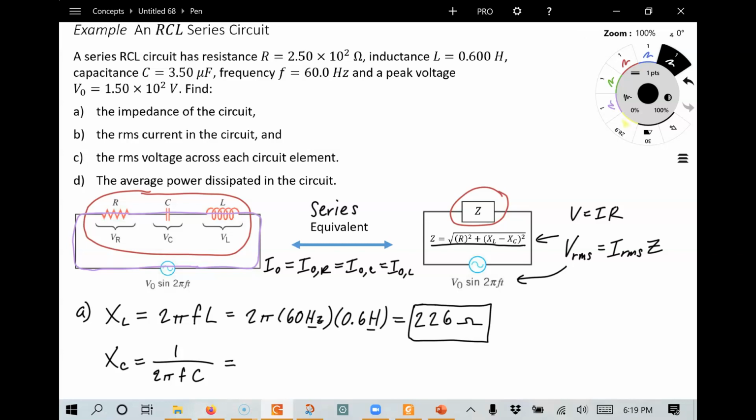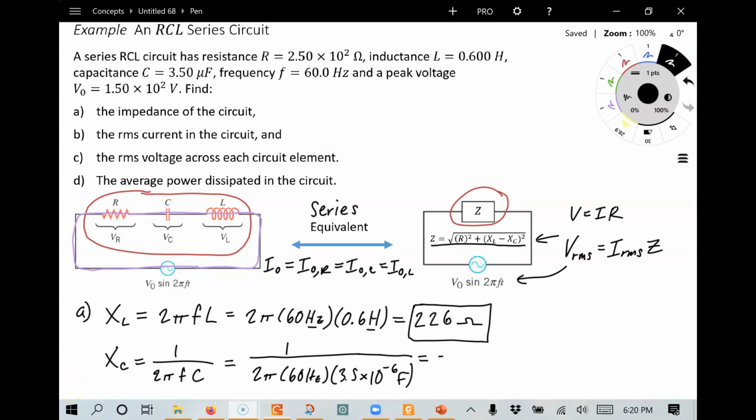So to calculate this, 2 pi times 60 hertz multiplied by the capacitance here, which is equal to 3.5 microfarads. It's 10 to the minus 6 farads. Make sure I'm in the right SI unit, so when I plug everything in, I'm going to come out with ohms.